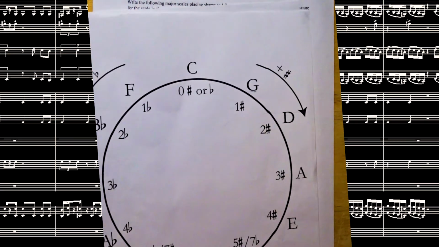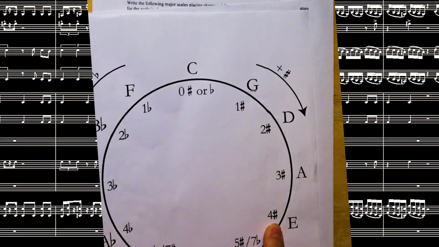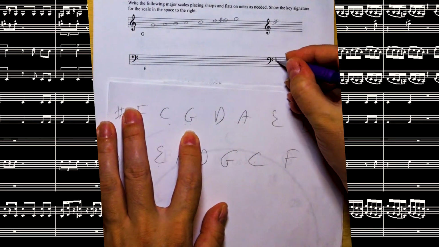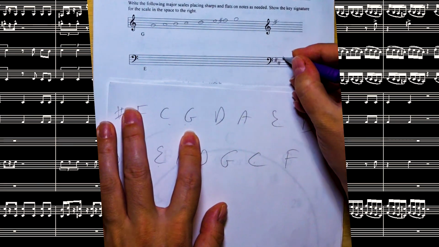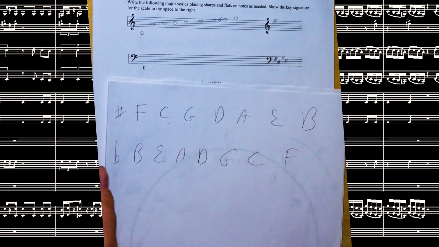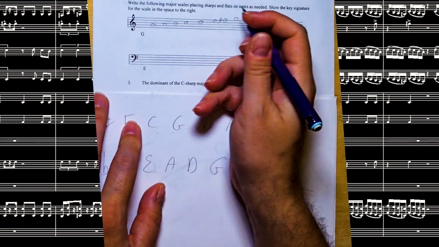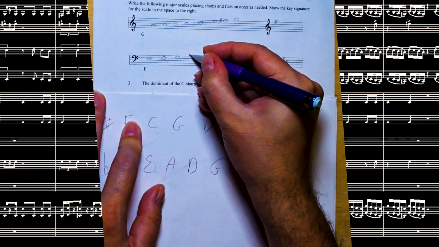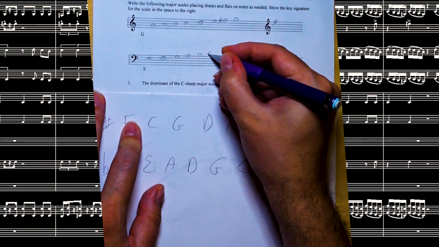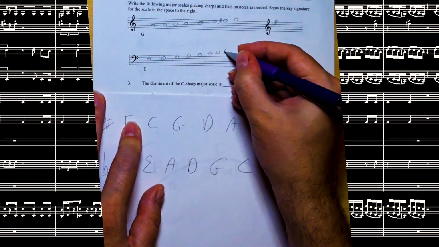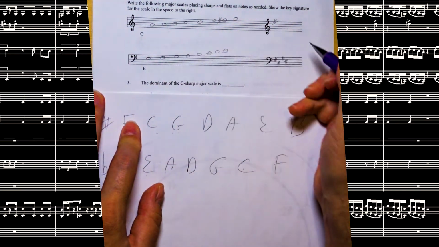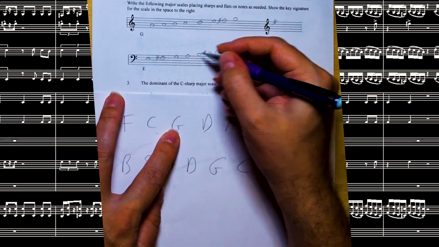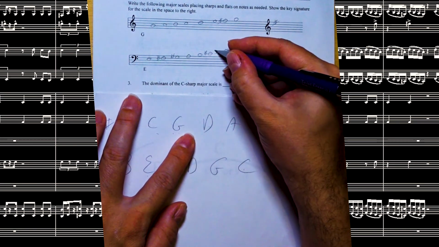All right, key of E. Key of E is 4 sharps. 4 sharps are F, C, G, and D. Let's put them in here. C, G, and D. All right, so let's do the scale here. There's E, there's the F, G, A, B, C, D, E. All right, so we need an F sharp, we need a C sharp, and a G sharp, and a D sharp.